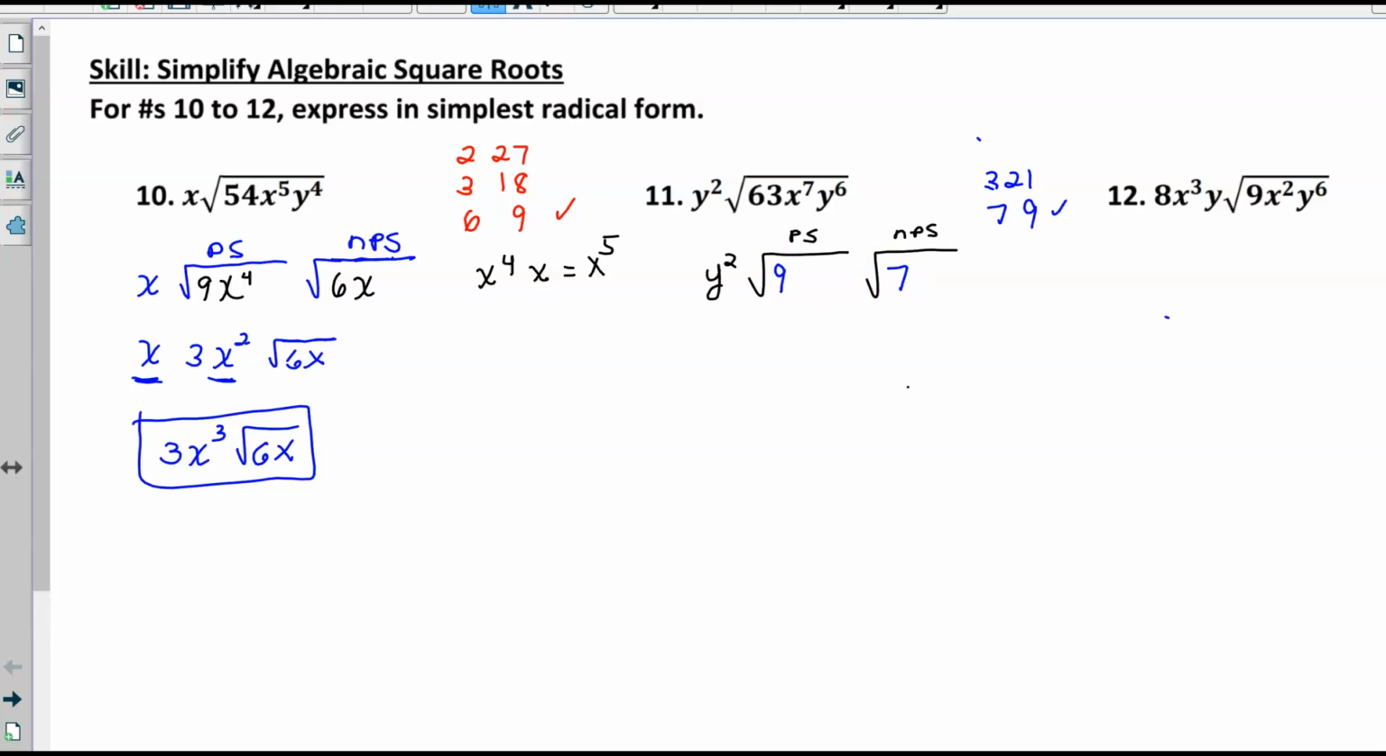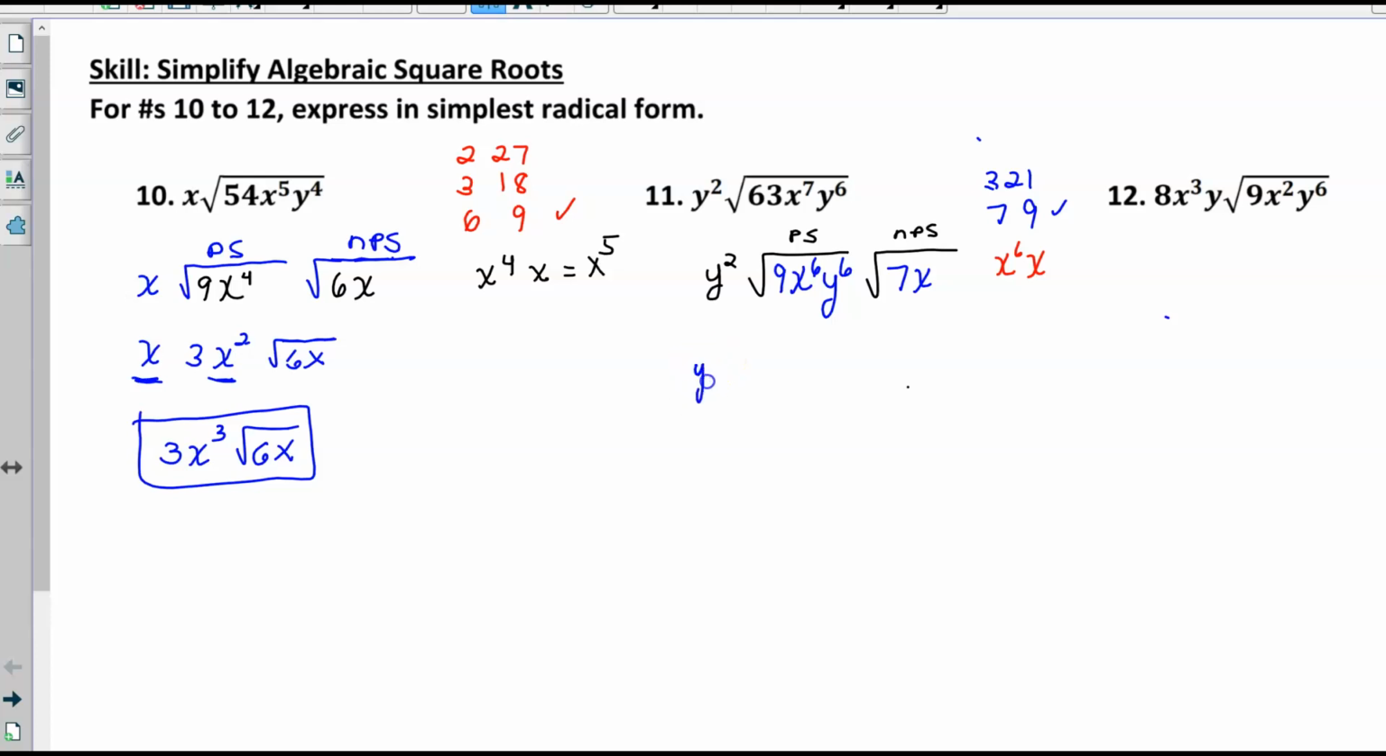Now let's look at x to the 7th. So x to the 7th, the highest perfect square would be x to the 6th, and the remaining factor would be x. So in the perfect square piece, I would put x to the 6th, and in the non-perfect square piece, I would put x. And finally, y to the 6th, that's a perfect square because 6 is an even exponent, so I put that in this factor over here. So let's simplify that.